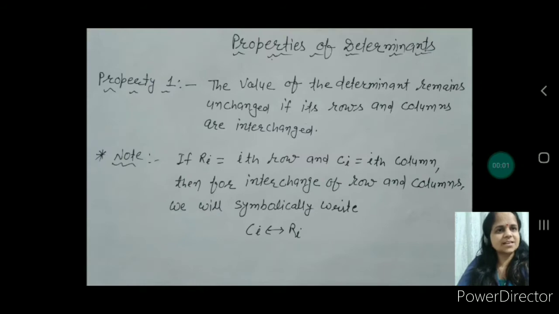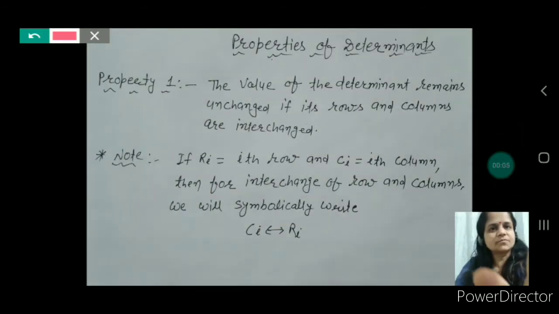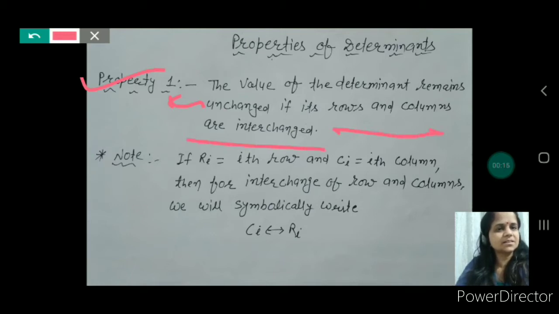Let's do exercise 4.2. Students, let's start with the properties of determinants. First property: the value of a determinant remains unchanged if its rows and columns are interchanged. If Ri is the ith row and Ci is the ith column, then for interchange of rows and columns we will symbolically write Ci ⇔ Ri, like a double implication arrow.